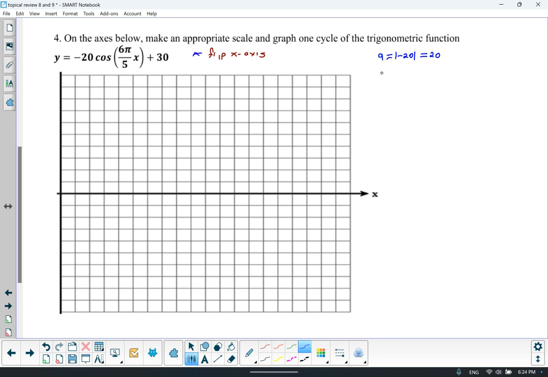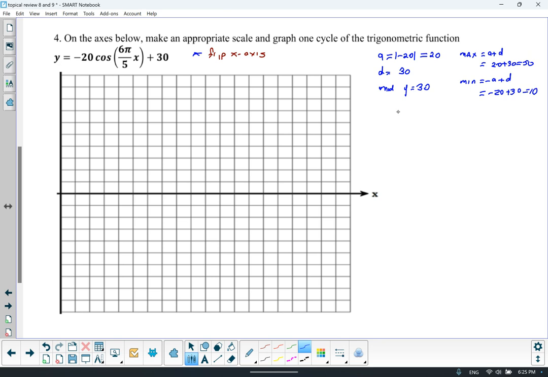That's important. The vertical shift is 30, and that means my midline is y equals 30. I can get my maximum value. That's the amplitude plus the vertical shift. So in this case, it's 20 plus 30, or 50. And I can get my minimum value, which is negative of the amplitude plus the vertical shift. That's negative 20 plus 30, or 10.